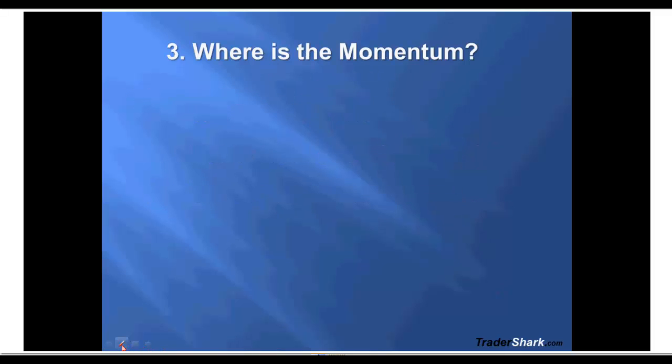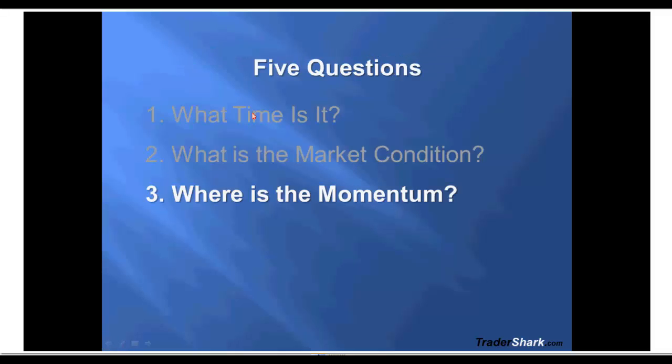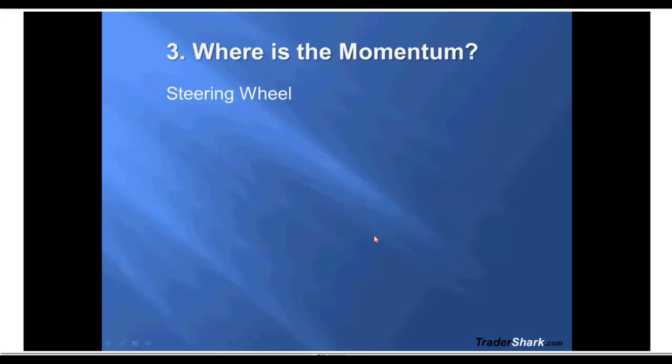Where's the momentum? So I'm going to back up one second. Time, market condition or trend, momentum. Time, trend, momentum. Say it over again. Time, trend, momentum. That's what I say before I take a trade. Where's the momentum? Well, everybody's got indicators. There are so many different types of momentum indicators. Let's try to simplify this.